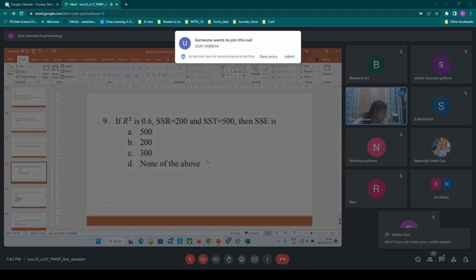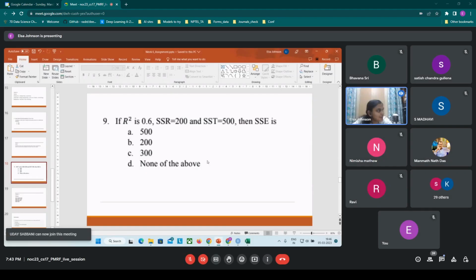If we are simply calculating SSE from SSR and SST, what is the meaning of R square there? That is right. But this is how the question is. You're right, if we take 300, then we are not getting R square as 0.6; we are getting 0.4 there. Then which one is the correct answer? Since SSR and SST are given, you can directly calculate with that only. No need to consider the R square.